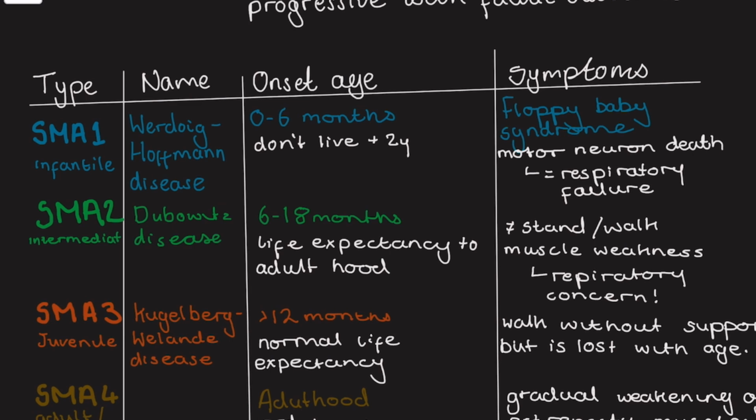And the final type is SMA4. It doesn't have a specific name, but is often referred to as late onset or adult SMA. As you would assume, it occurs in the third decade of life during adulthood and is due to the gradual weakening of muscles, mainly the proximal muscles of the extremities, frequently resulting in people needing a wheelchair. Other complications are rare, so life expectancy is basically unaffected.